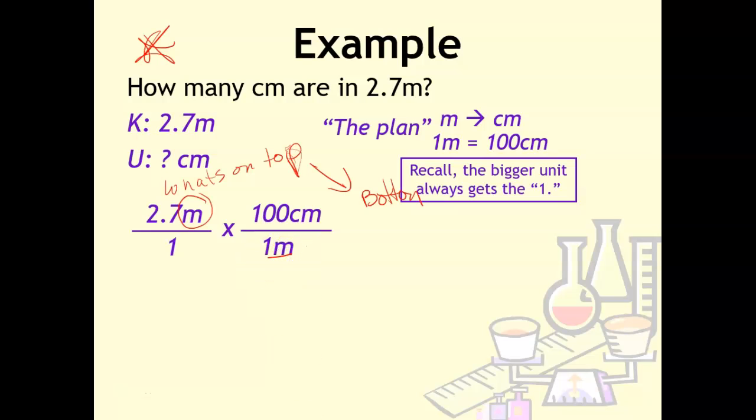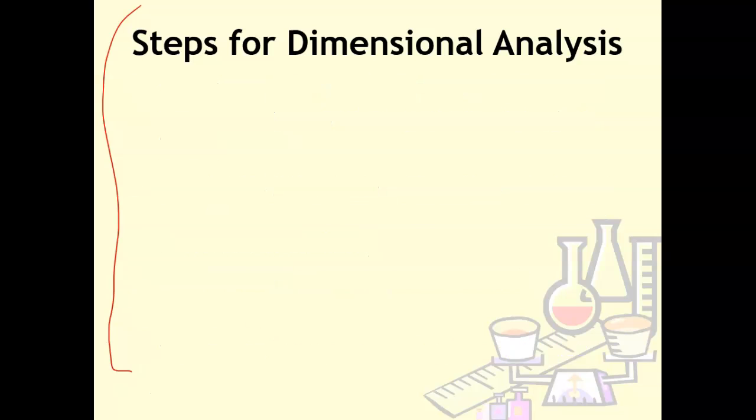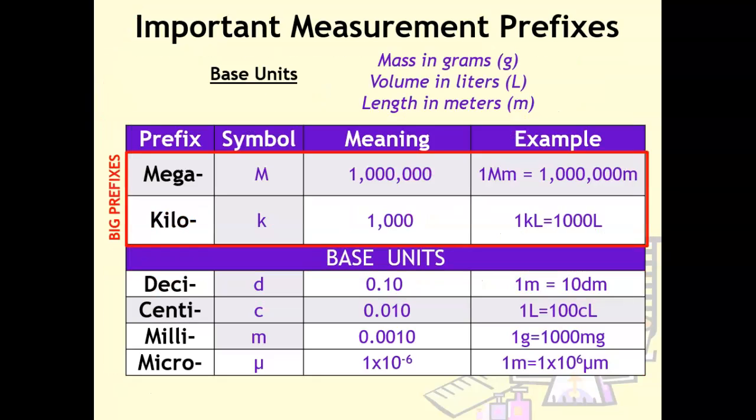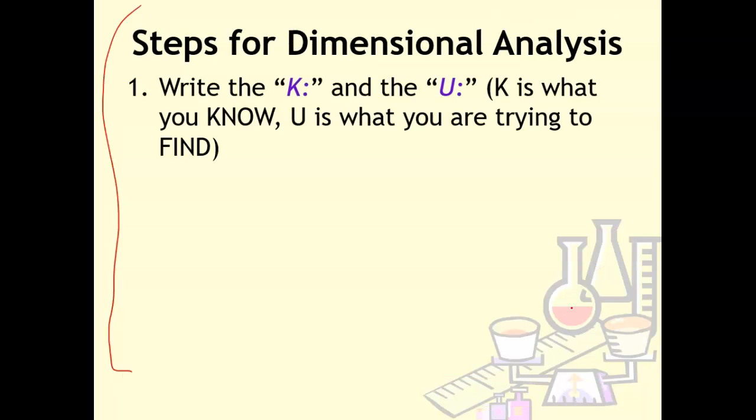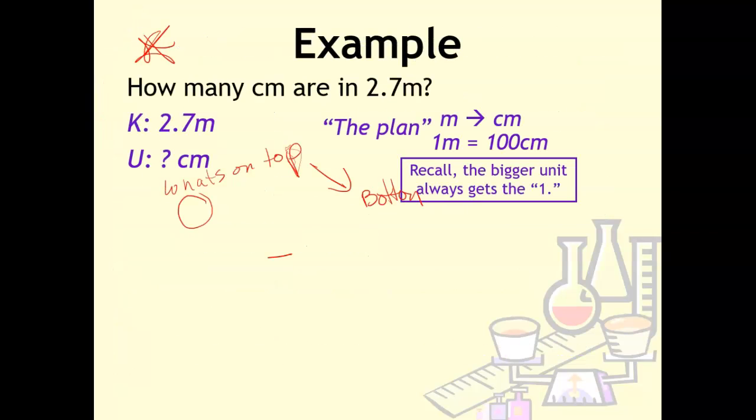Then we have 100 centimeters that equal 1 meter. So if you recall way back here, and I'm going to go back real quick. Right back here, centi, 1 equals 100. So that's where we're at. That's where I'm getting those numbers from.